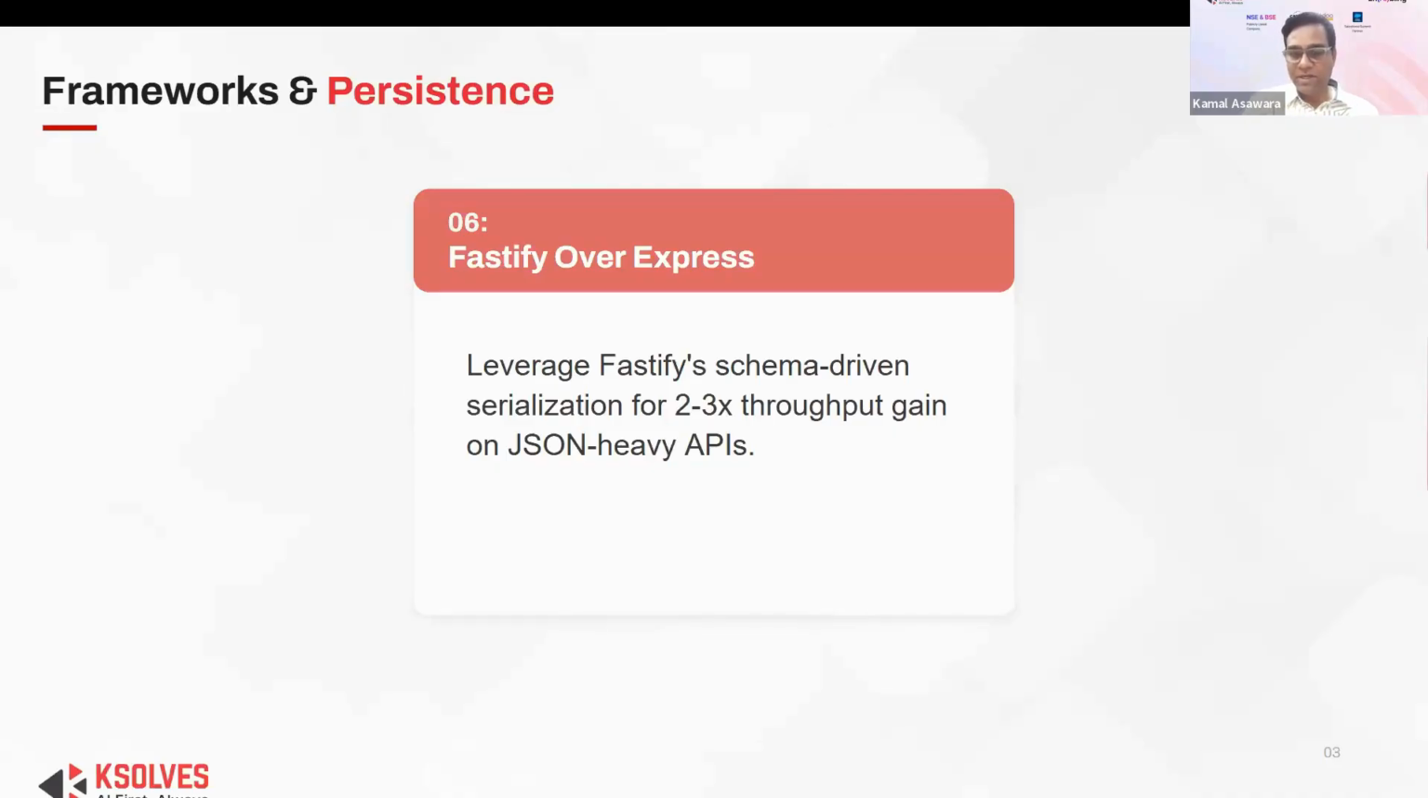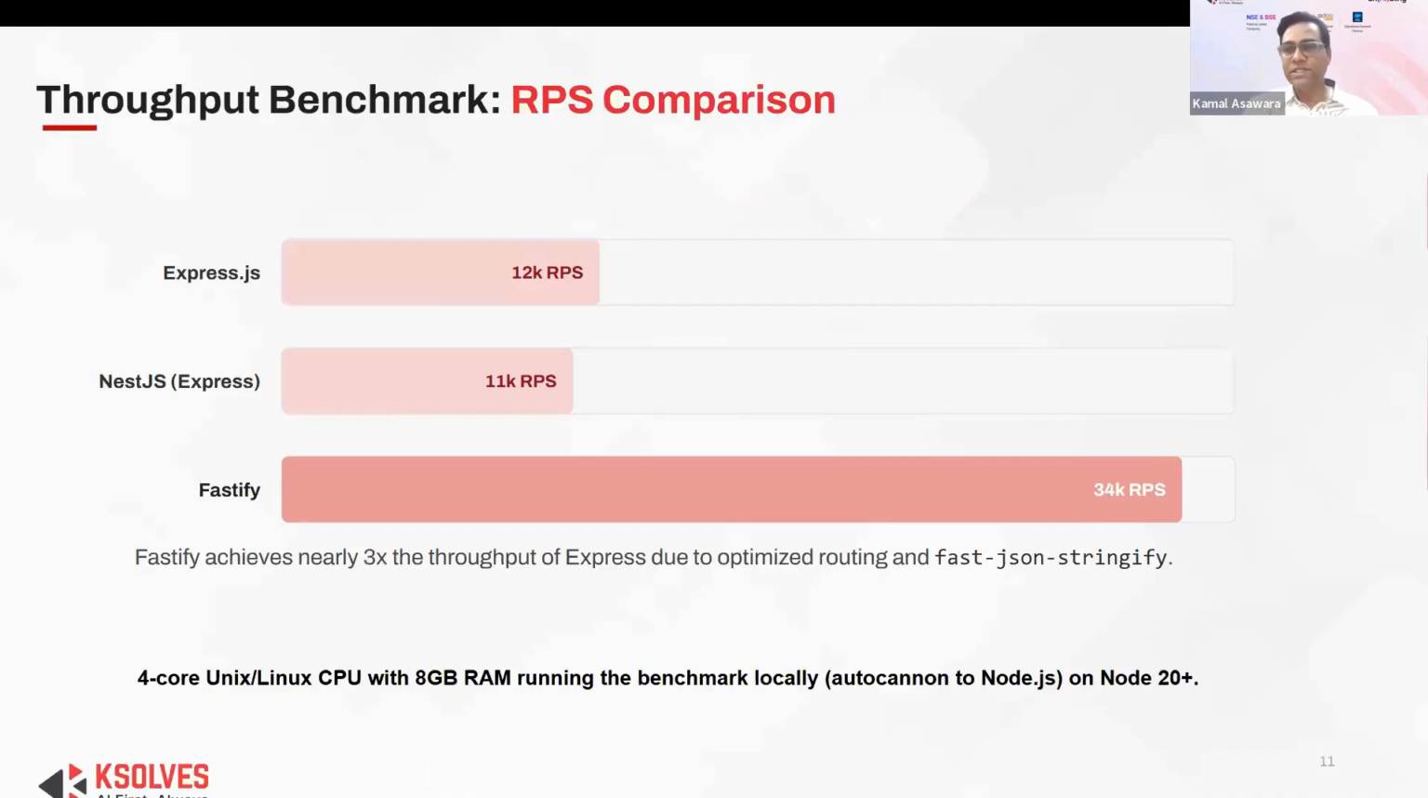So we will see a chart here. You can see Express.js at 12K requests per second, Nest.js again 11K requests per second, but Fastify 34K requests per second. So that is nearly 3 times what Express is giving you. These test cases were run on a 4-core CPU, 8 GB RAM.